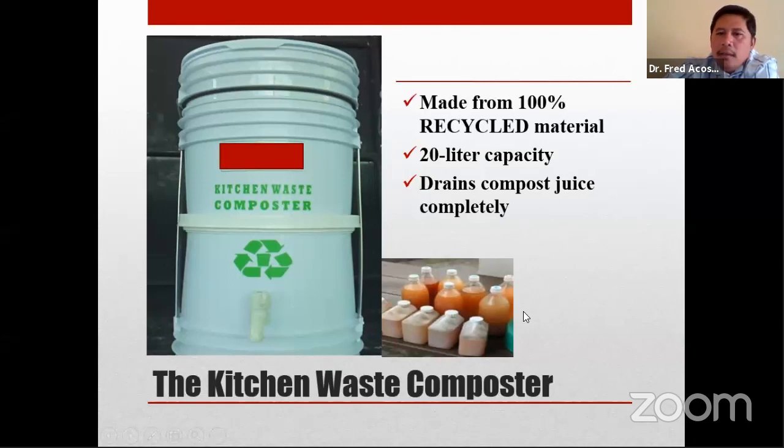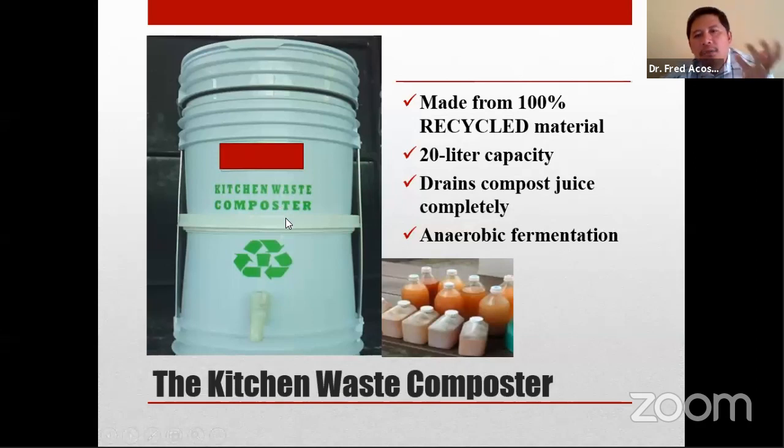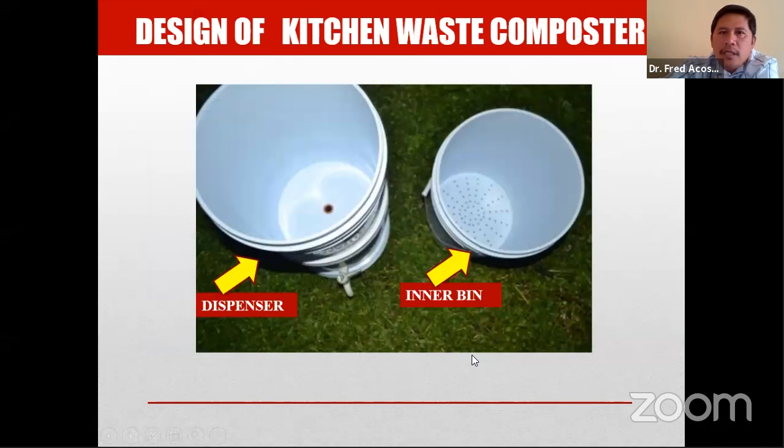There's no bad smell, but it smells like a fermented, sour, sweet smell, which can be used as a foliar fertilizer. So this kitchen waste is undergoing what we call anaerobic fermentation, which means there's no air, no oxygen. All right, so this is the design of this kitchen waste composter. There's a hole there, and this is the inner bin with holes also, so that it will drain the water. And then you can remove the water using this faucet.